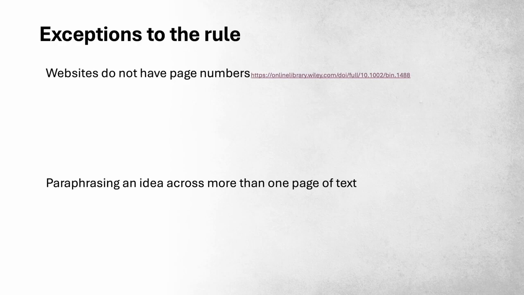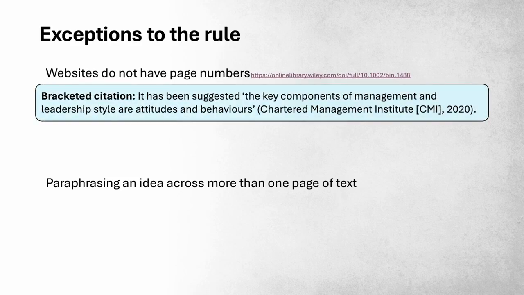There are some exceptions to these typical rules. For example, websites don't have page numbers. So you might find that a bracketed citation looks like this. Here we have the direct quote placed in single quote marks, and at the end we have brackets, Chartered Management Institute, square brackets CMI, comma, 2020, close brackets. No page number has been provided.